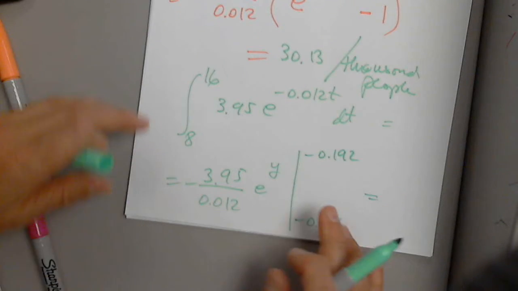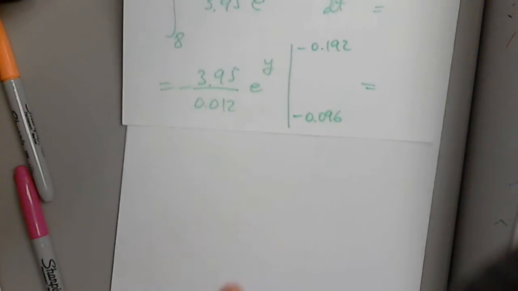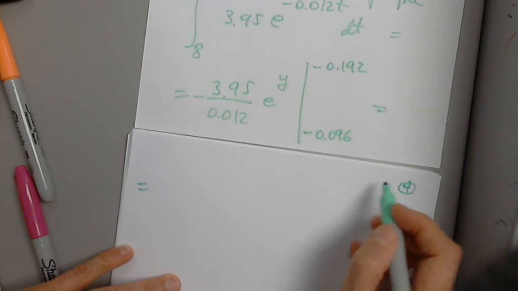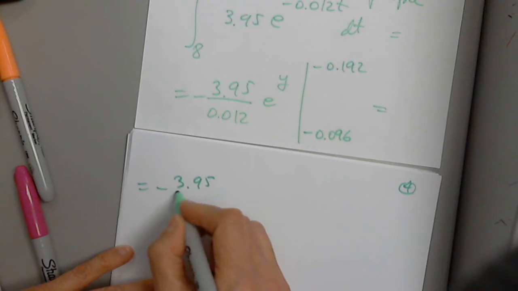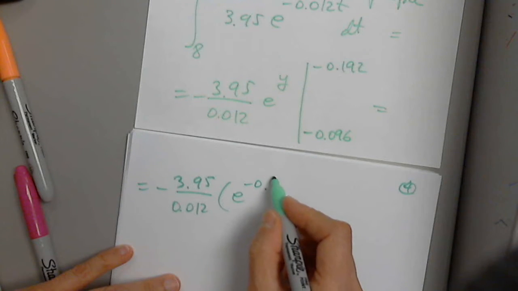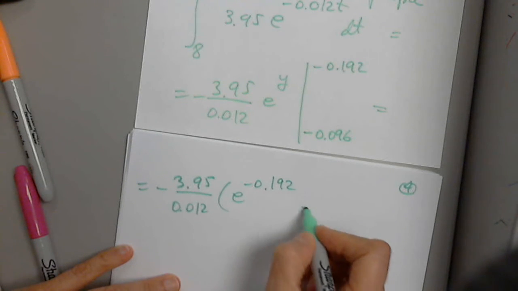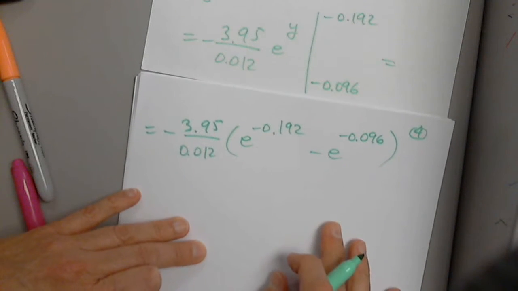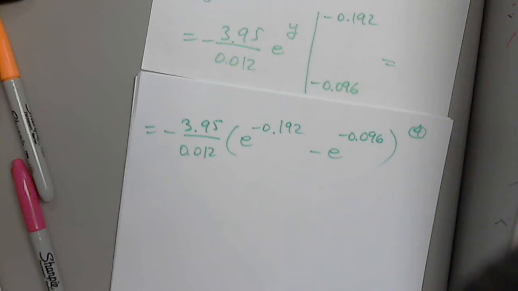Everything else is the same. So now I plug in the upper limit, negative 3.95 over 0.012, and I have e to negative 0.192 minus e to negative 0.096. Let's put everything in the graphing calculator.